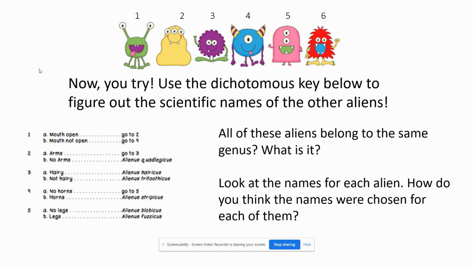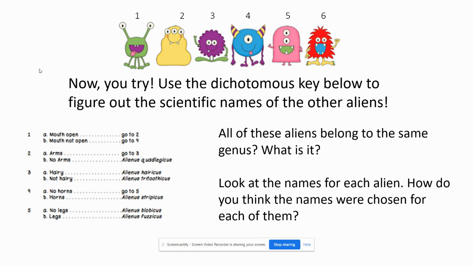So notice that Alienus quadlegicus, quad means four, and legicus means leg. So it's an alien that has four legs, and there's only one alien that has four legs. We have Alienus hericus, so he is a hairy alien. We have Alienus tritoothicus. Tri means three, and toothicus is tooth, so he has three teeth. Alienus stripicus, he has stripes on his horns. Alienus blobicus, he kind of just looks like a blob. And Alienus fuzzicus is the fuzzy looking alien. So they're clearly named after their physical characteristics.